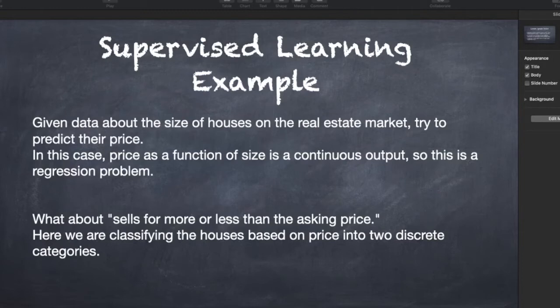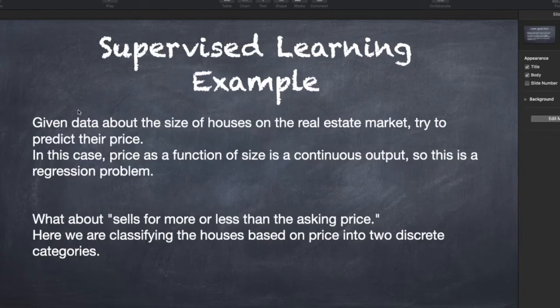Okay, here's an example. Given data about the size of houses on the real estate market, we try to predict the price. Here the price as a function of size is a continuous output, so this is a regression problem.